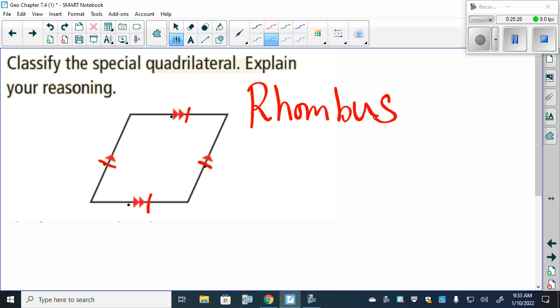So the most we can call this is a rhombus. Because as soon as they tell us one of the angles is 90 degrees, or we find a way to find out that one of them is 90 degrees, then we could say that they're all congruent. But until then, we can only call this a rhombus.